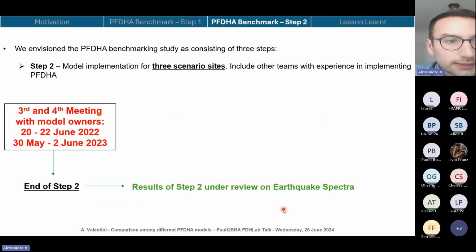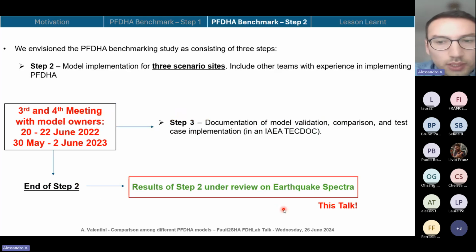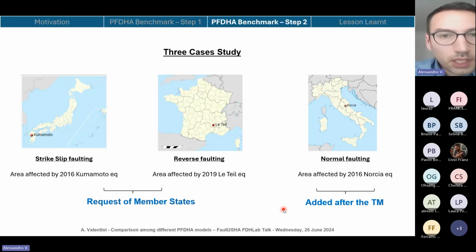We had a third and then fourth meeting with the model owners in June 2022 and June 2023. Basically, we concluded the second step last year, and the results of the second step are under review on Earthquake Spectra. As I said, the third step is the documentation of everything that we have done in the last 4 years in an IAEA TechDoc. But the talk will focus only on the results in the paper under review on Earthquake Spectra. So briefly, I will also introduce the 3 case studies.